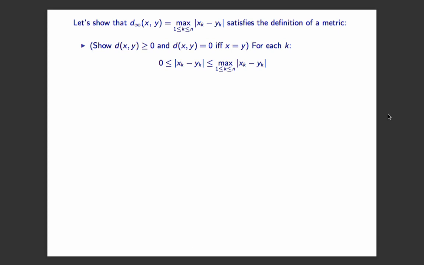So first, let's show that the distance is greater than or equal to 0, and is 0 only if I'm measuring the distance between, well, two of the same vectors. Well, for each entry of my vector, the absolute value is bounded below by 0 because I'm taking, well, an absolute value. So 0 is less than or equal to the absolute value of the component difference. And of course, for each k, the component difference in absolute value is less than or equal to the maximal one.